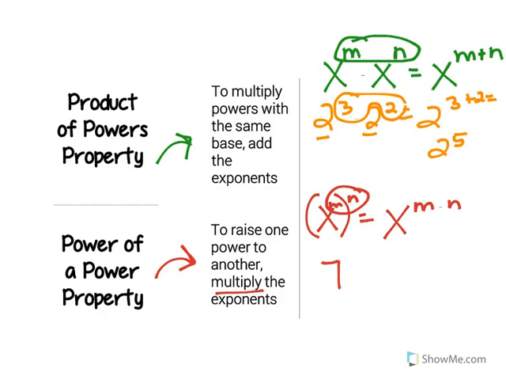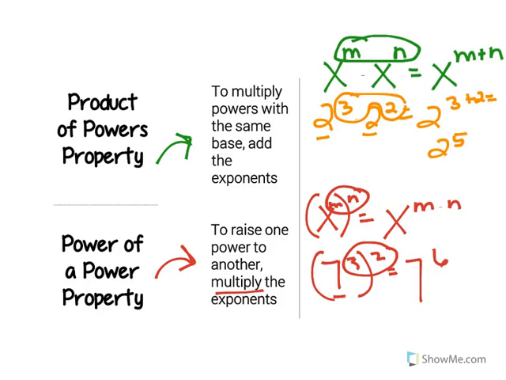Like for instance, if we use 7 to the third power raised to the second power. Okay, we would keep that base of 7 and then we'd multiply 3 times 2. Well, 3 times 2 is going to give us 6. So our simplified expression would be 7 to the 6th power.